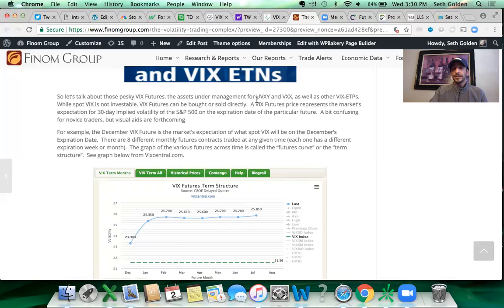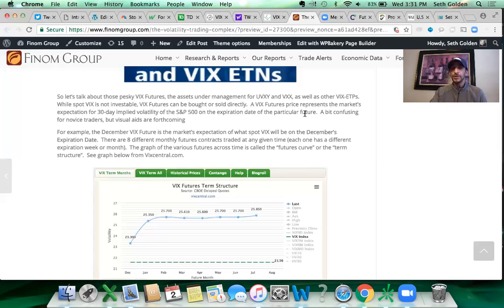So again, for UVXY and VXX, the assets under management are VIX futures. The VIX itself is not investable, but VIX futures can be bought or sold directly. VIX futures are mostly shorted. Mostly. A VIX futures price represents the market's expectation of 30-day implied volatility of the S&P 500 on the expiration date of that particular VIX future contract.